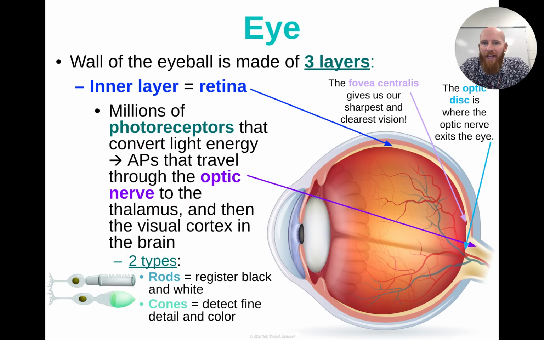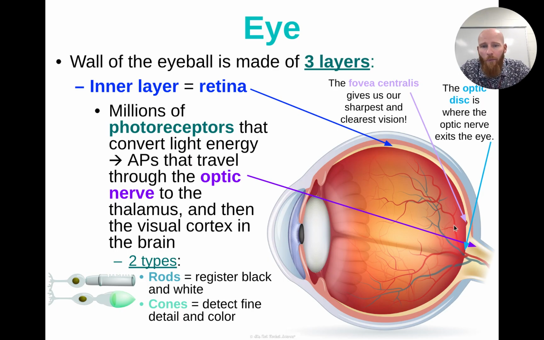Furthermore, in that inner layer, in that retina, we've got a couple more. We've got the fovea centralis. This is right here. Right, this little fovea centralis, this gives us our sharpest and clearest vision. The optic disc is where the optic nerve exits the eye. So that optic disc would be right here, and you can see that optic nerve exiting, going back towards the brain. So that optic disc is that disc that basically is where that nerve exits.